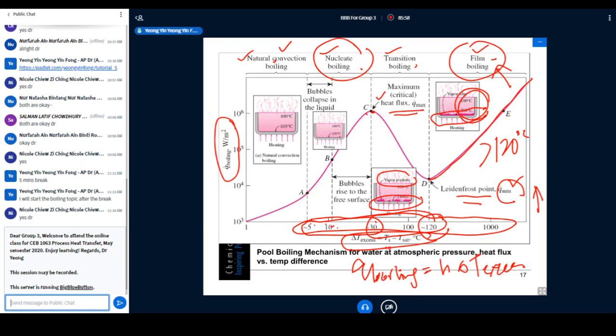Any questions, students? Is that clear for the boiling curve? Any questions before I proceed? Don't worry, the following slide is just to recap this boiling curve again for each of these regions.